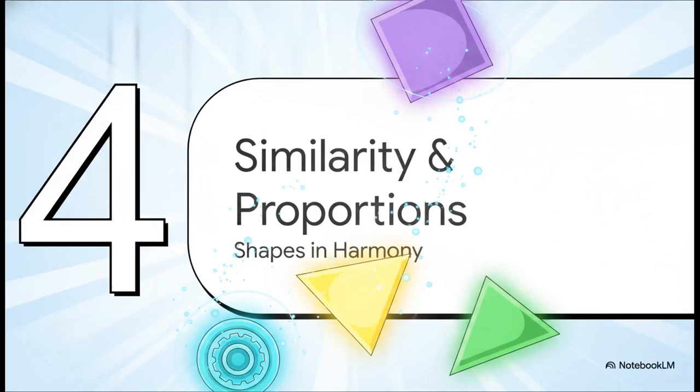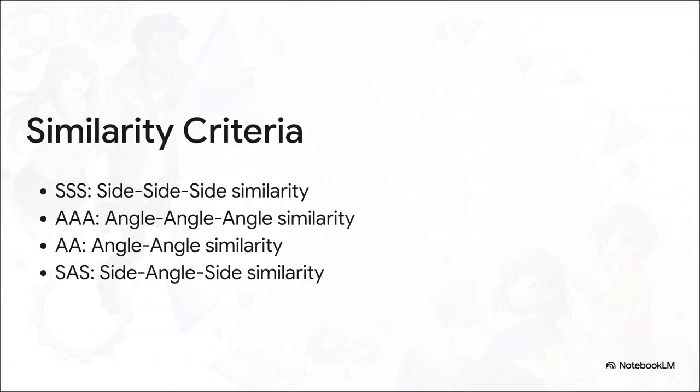Okay, let's look at section 4, similarity and proportionality rules. So when you're comparing shapes, you might wonder if they're essentially the same thing, just maybe scaled up or scaled down. To prove if two triangles are proportional twins, we use 4 punchy criteria. SSS for side-side-side, AAA for angle-angle-angle, AA for just angle, and SAS for side, angle, side.